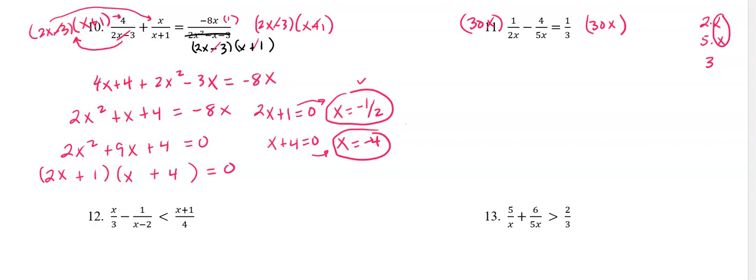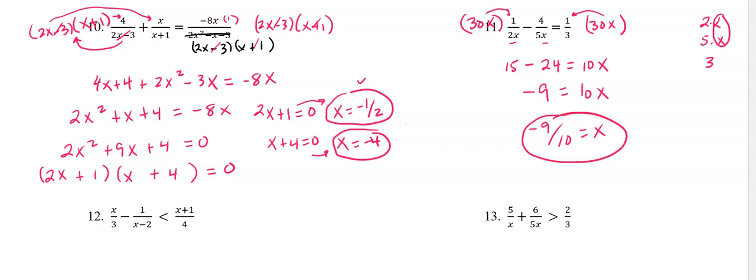So now we can divide. 2x into 30x is 15, and now multiply 15 times 1. 5x into 30x is 6. 6 times 4 is 24. On the right side, 3 into 30x is 10x, and then 10x times 1 is 10x. So the left side becomes negative 9, and then dividing by 10, you get negative 9/10. See if that makes 0 in either denominator. It does not, so good to go.